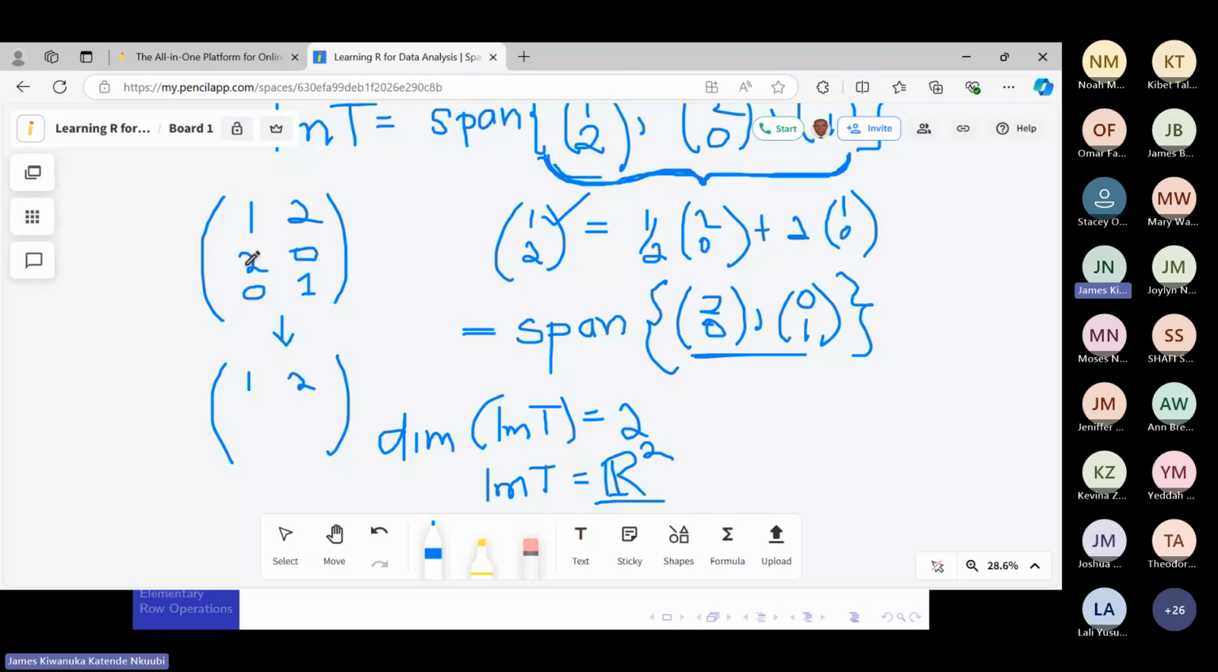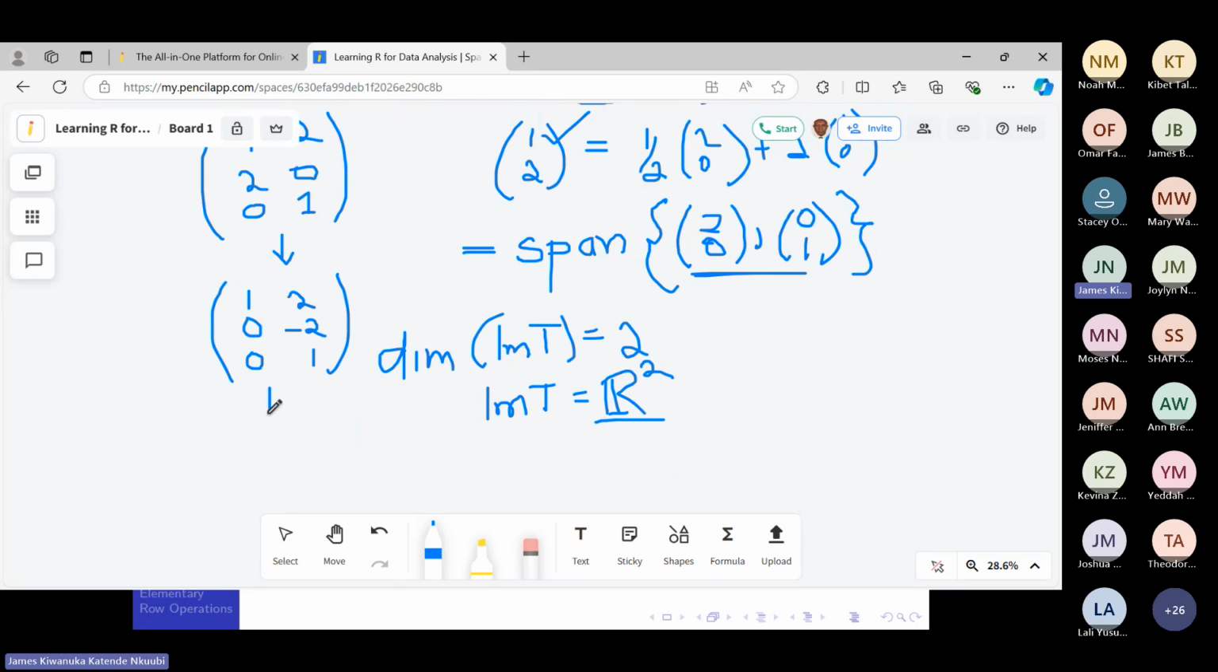the first step will make this a 0, right? So multiply this by -2 and add it to this. So you'll end up with 0, minus 2. This other one is already 0, 1. So the next step, you can try it yourself. 1, 2 is fine. The next step will be 0.